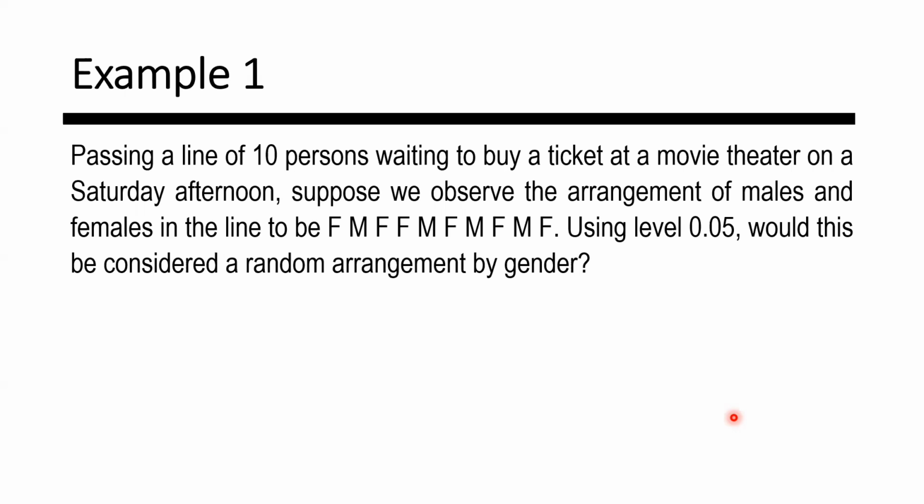Example 1. Passing a line of 10 persons waiting to buy a ticket at a movie theater on a Saturday afternoon. Suppose we have the arrangement of males and females in the line to be in this order. Using a 0.05 level of significance, would this be considered a random arrangement by gender?